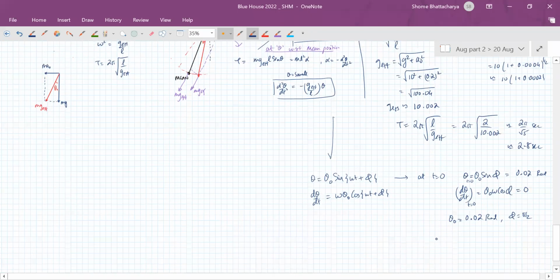Sir, how are we getting phi is equal to pi by 2? Because see, these two equations, now what they are showing you is that sine phi is positive, and cos phi is 0. That's only possible when phi is pi by 2. Okay.